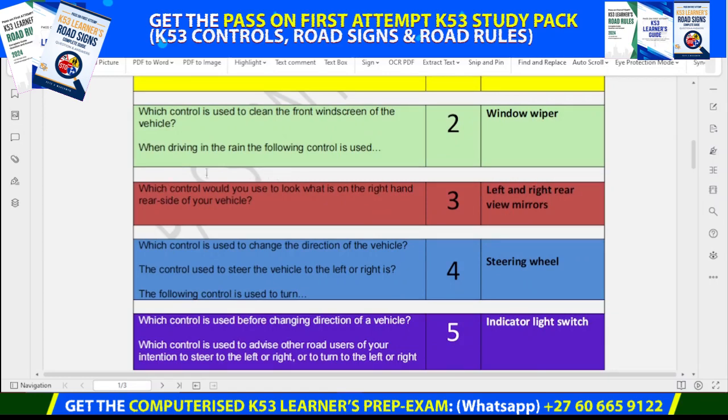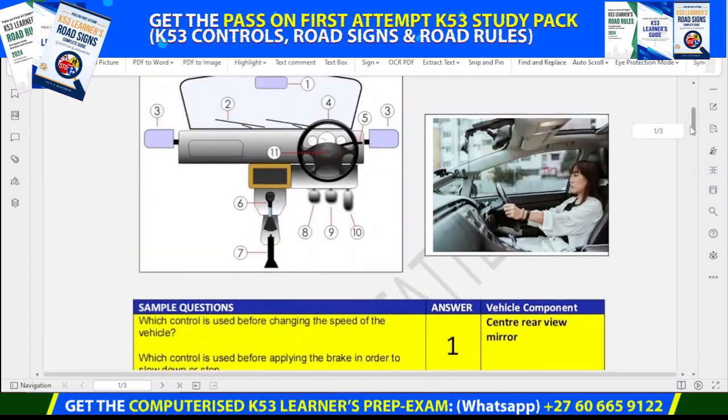So here's the question that we have found. Here it is: which control would you use to look at what is on the right hand rear side of your vehicle? That is control 3. Control 4, here are the questions that you are likely to be asked on control 4. Which control is used to change the direction of the vehicle? What is control 4?